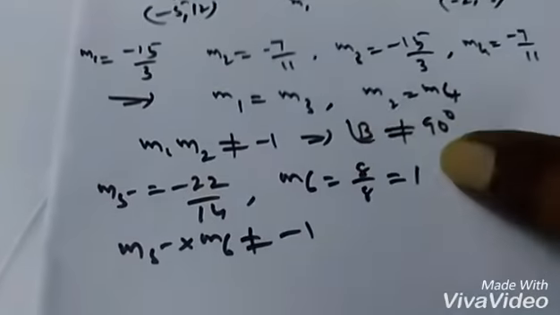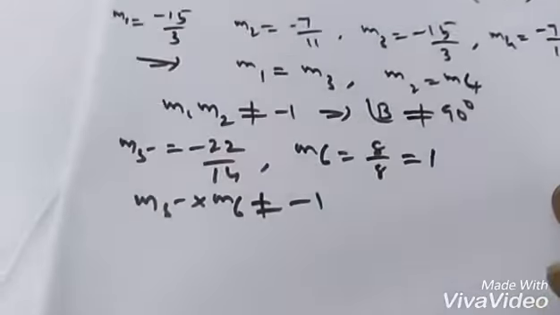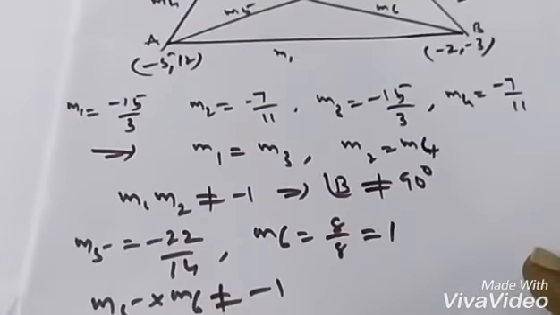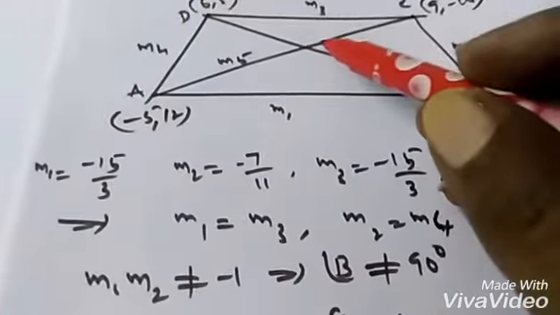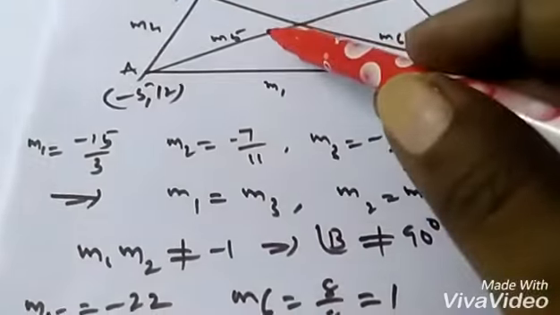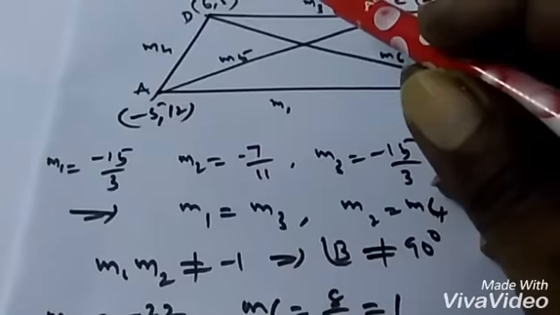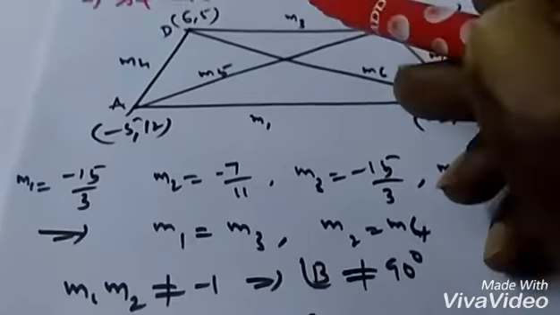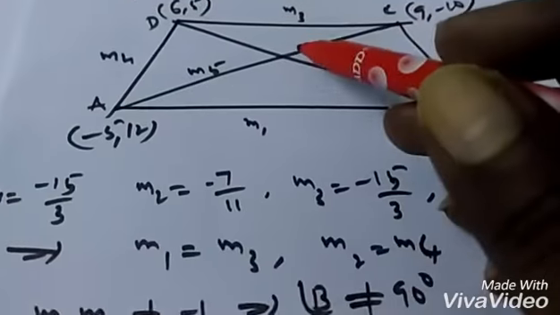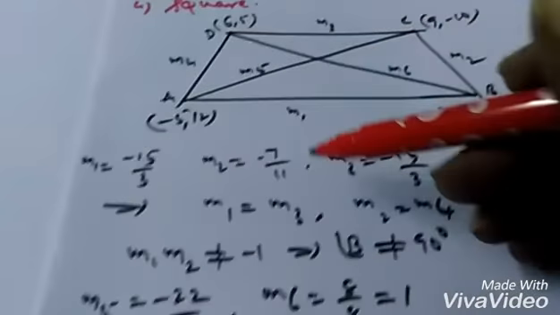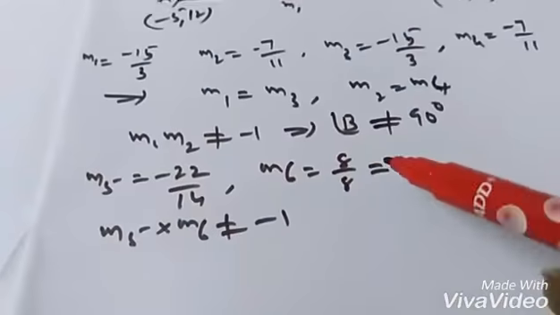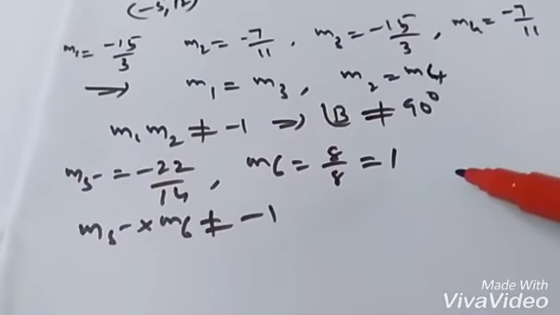How to find out? We should know one very important thing. The diagonals of a parallelogram, rectangle, rhombus and square bisect each other. Bisect each other means they exactly divide each other into halves. But in a rhombus and in a square, there is an additional property: they bisect each other perpendicularly. Now if I find M5, I got minus 22 by 14, and M6 is 8 by 8, so it is equal to 1.